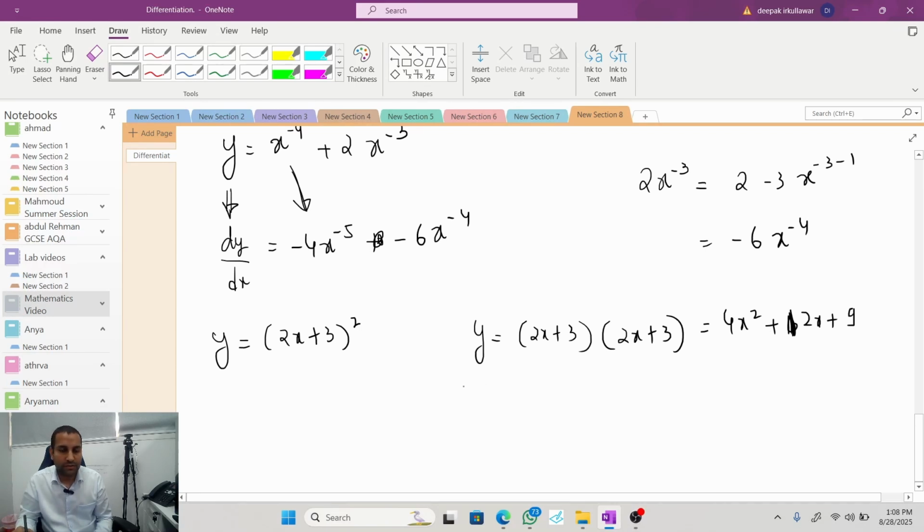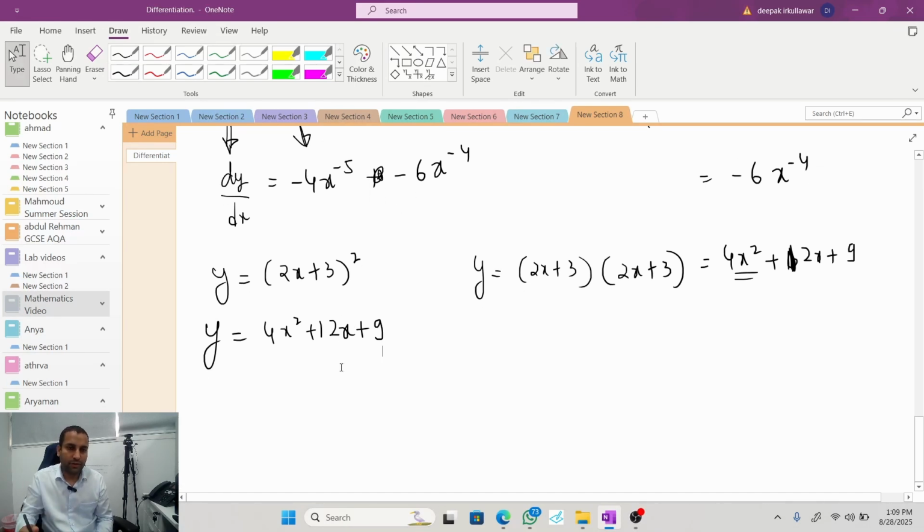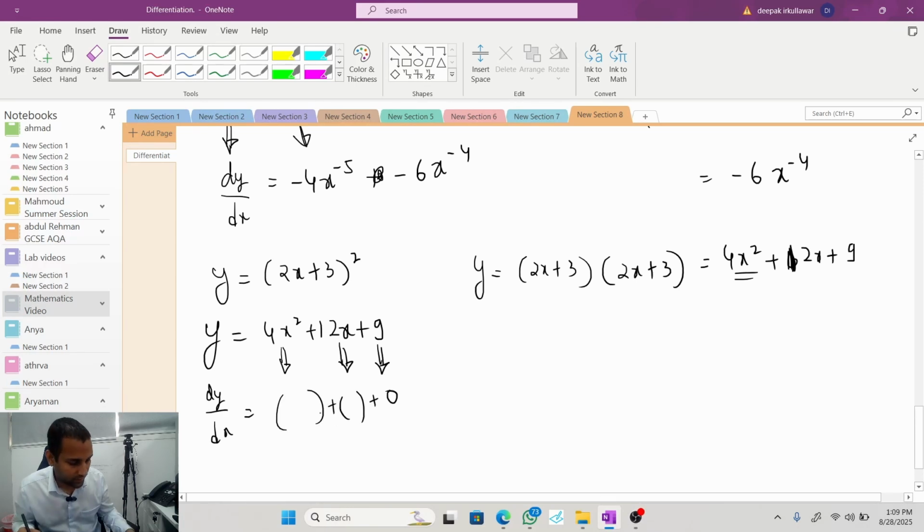Or I can use the formula (a plus b) whole square equals a square plus b square plus 2ab. If you don't know that, you can just multiply term by term. And now you can differentiate this. So this y is 4x square plus 12x plus 9. Now you can start differentiating this. What is the differentiation of 4x square? What is the differentiation of 12x? What is the differentiation of 9? The differentiation of 9 is 0. This is dy by dx, and these two terms you will do. Pause the video and do it.